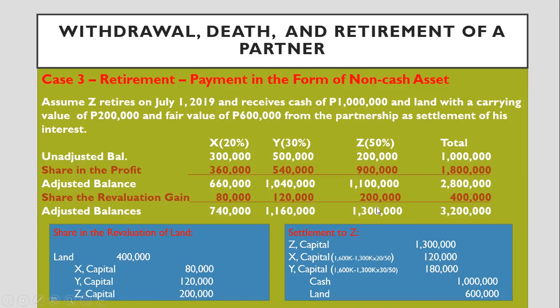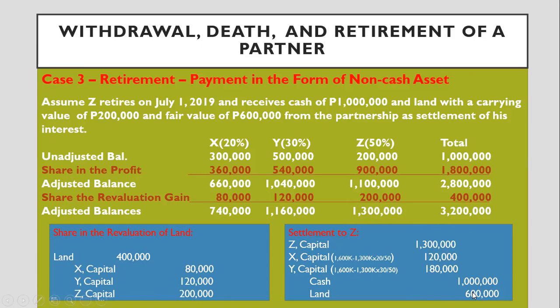So Z's capital is 1,300,000. And then take note, how much did the business, or the partnership, pay Z? The partnership paid Z cash of 1 million and land of 600,000, so a total of 1,600,000. And take note, Z has only capital of 1,300,000.